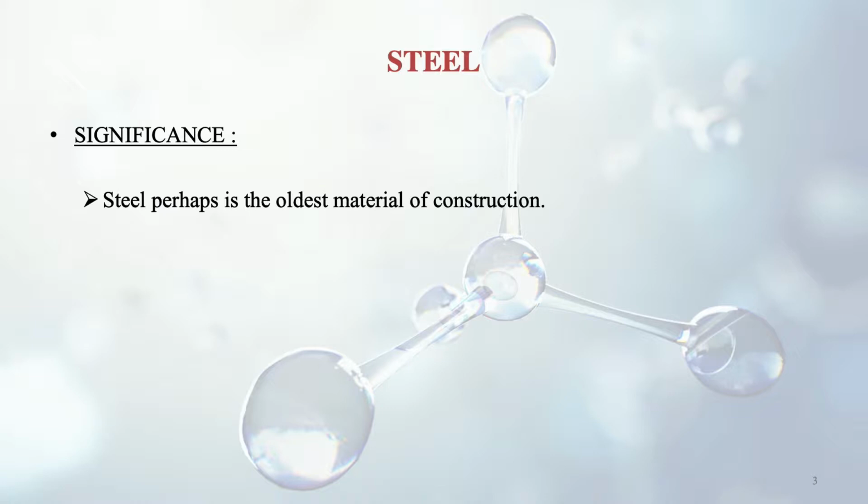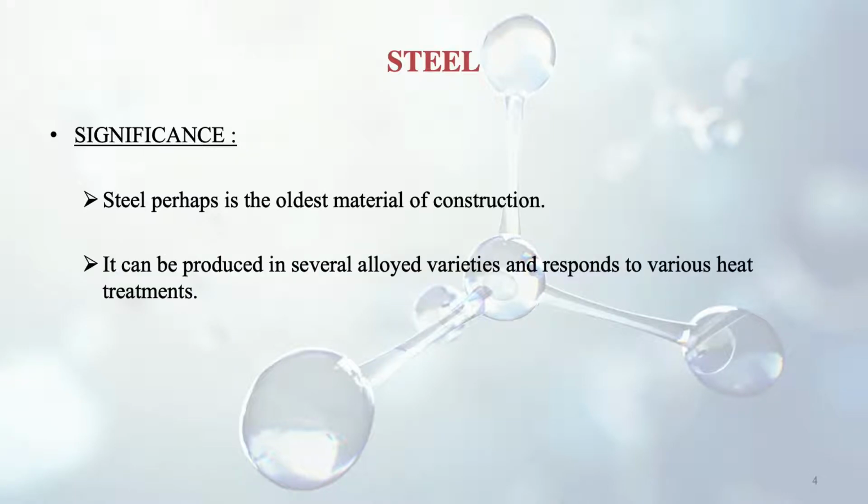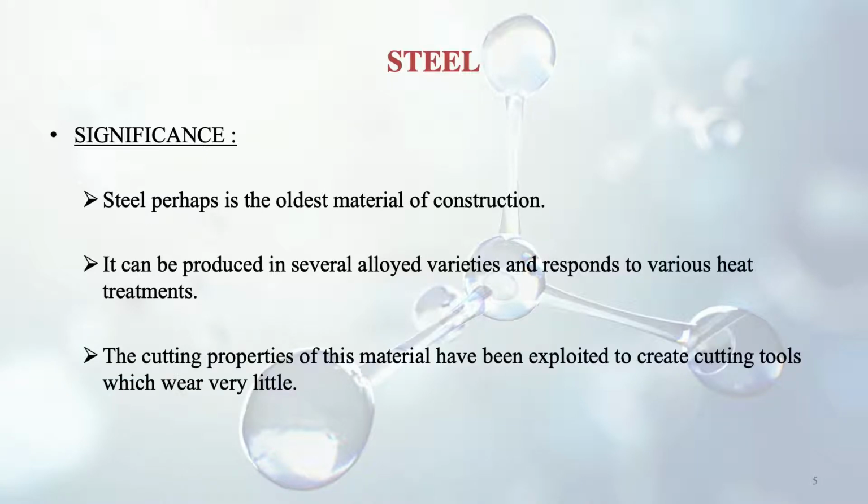So steel, what is the significance? The steel is the oldest material of construction as known by the human being. It can be produced in several alloyed varieties and responds to various kinds of heat treatments. And the cutting properties of this material have been exploited to create cutting tools which wear very little. From earlier times, from the primitive ages, this steel was used for hunting and all those purposes. It is very sharp. So that's why we are using it as cutting tools even nowadays.